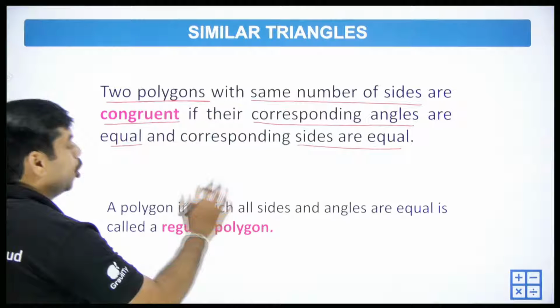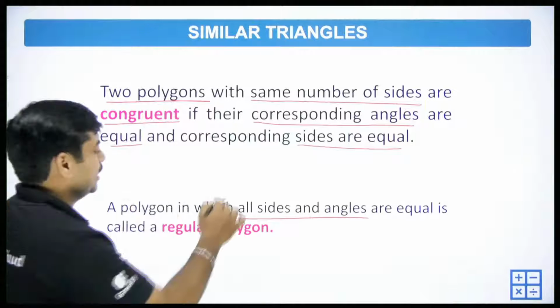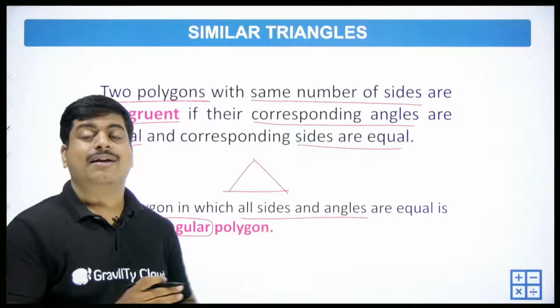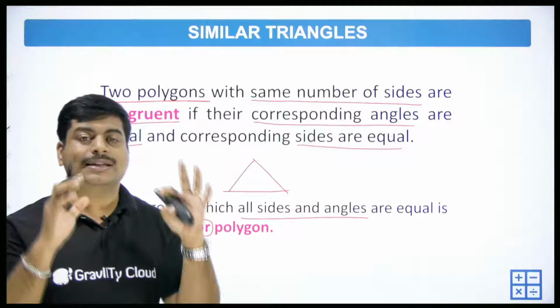Let's say simply a triangle. When all the three sides and three angles are equal, we say it is an equilateral triangle, which is nothing but a regular polygon of three sides. Whenever you see the name regular, it states that all the sides and all the angles are equal. This is a very important point to note. A regular polygon is very useful when we are trying to bring some similarities between figures.